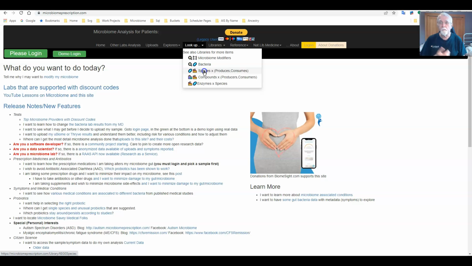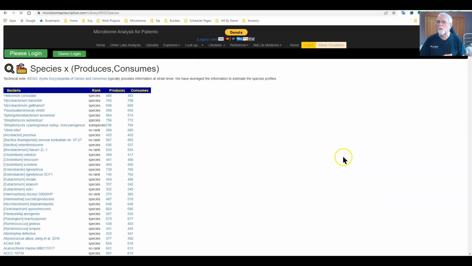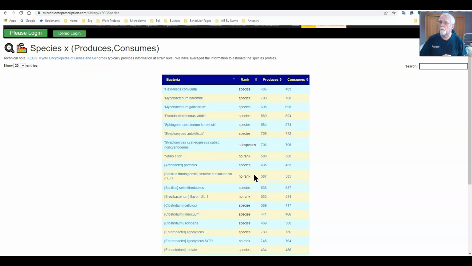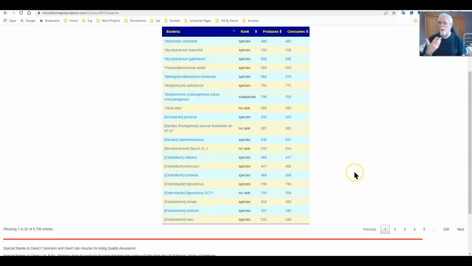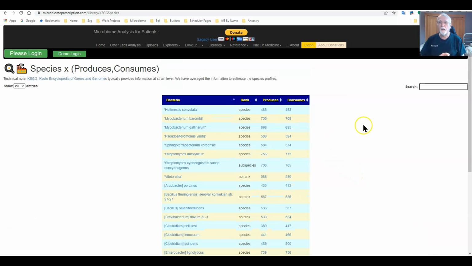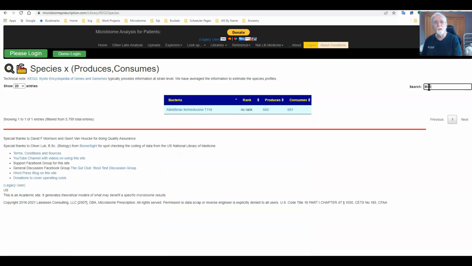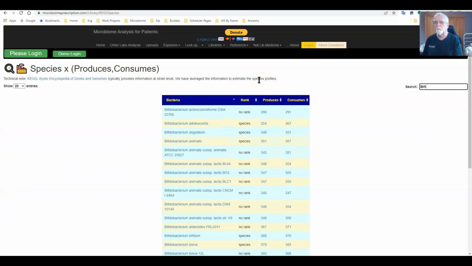So what do we have? First of all, let's take a look at species. We have all sorts of species here, a total of almost 6,000 different species, which is more than what typically comes in our people. We of course have the joys of being able to do Bifido there, so you can go in and start typing. So we see Bifido adolescentis has 354 compounds it produces, 367 that it consumes.